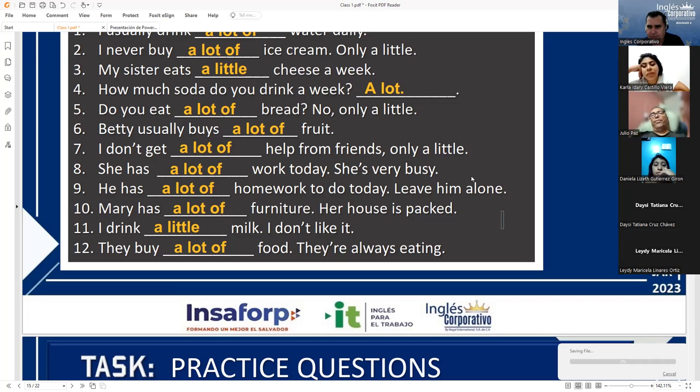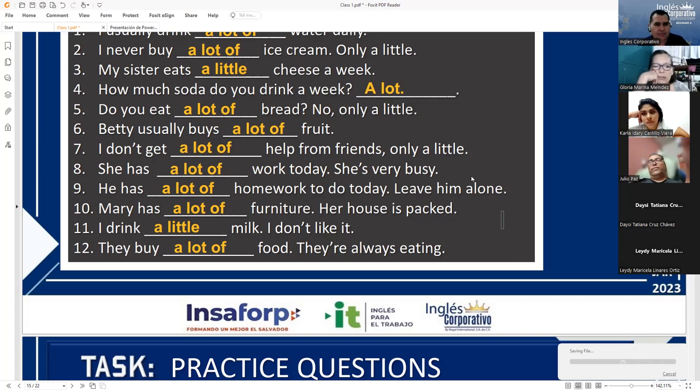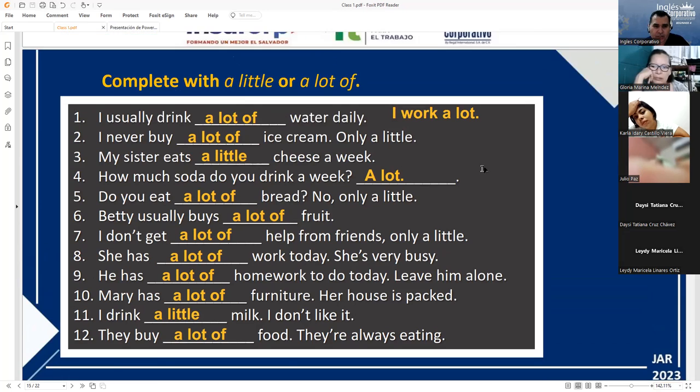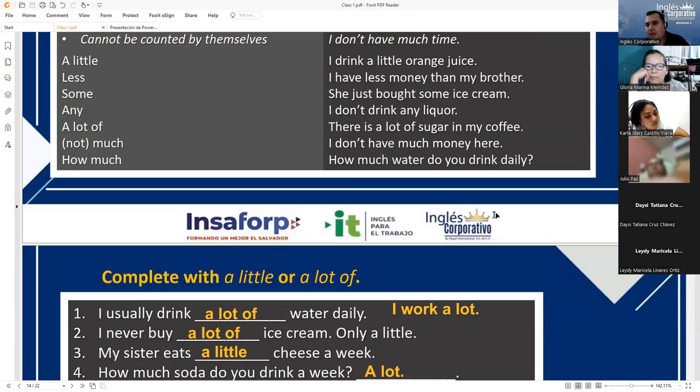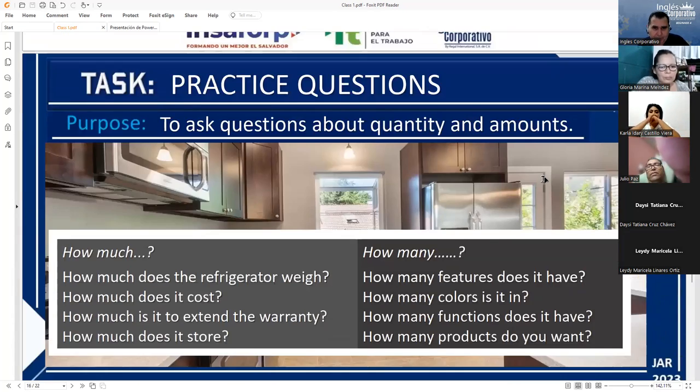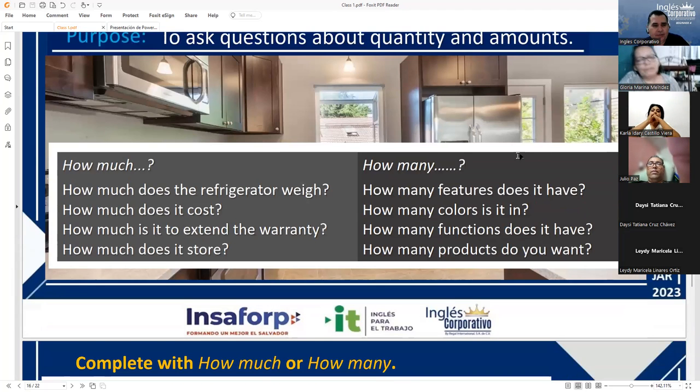O sea, que esas son las que no se pueden contar. Siempre va con a lot of, a lot of and a little. Y las otras que puso, esas ya las vamos a usar. Todas estas con uncountable. Yes. Okay. Practice questions. Examples.